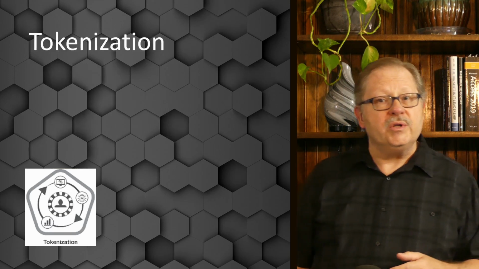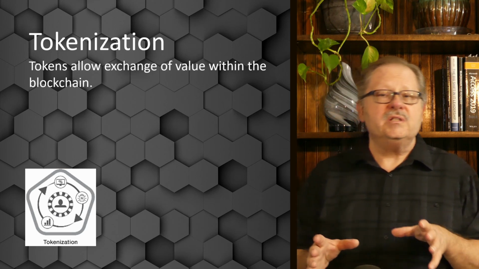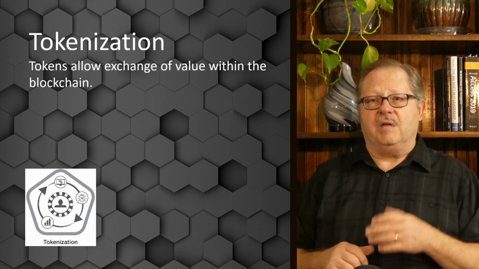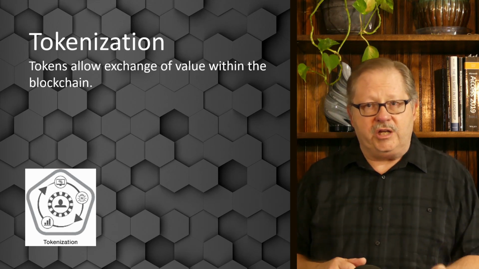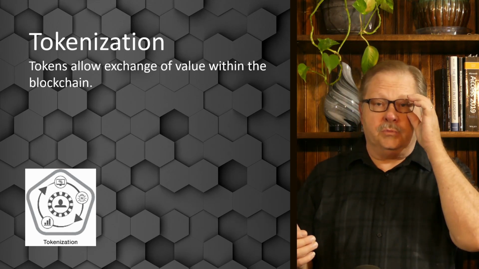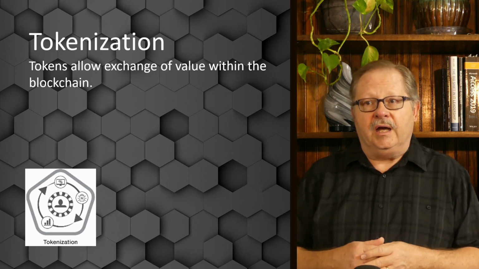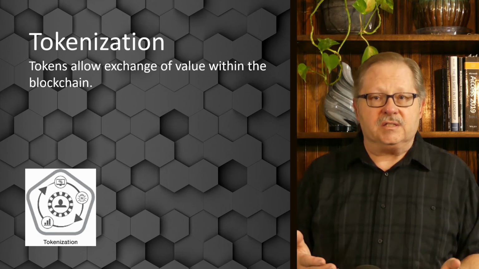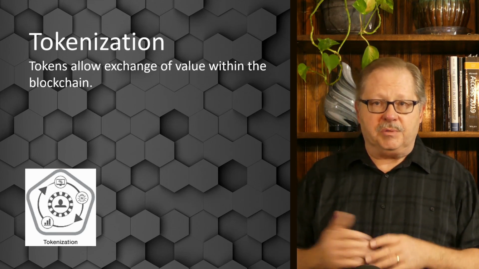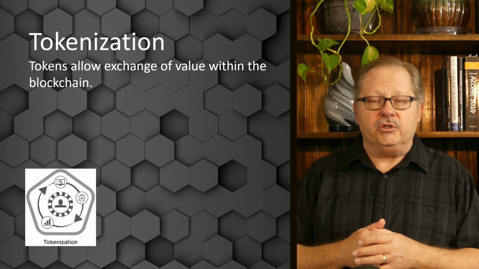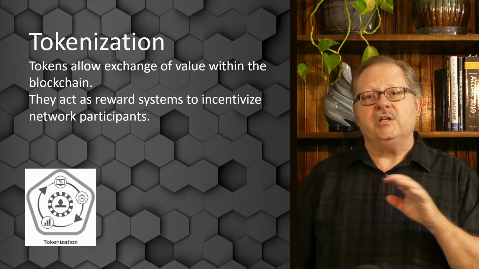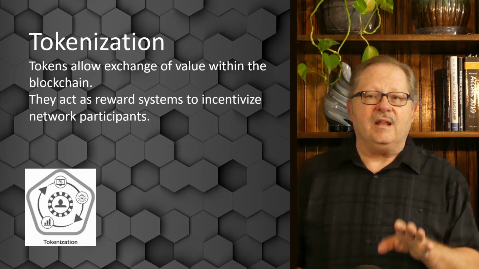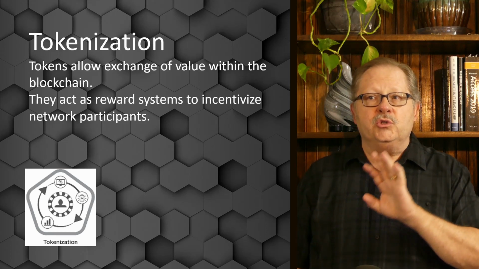The next thing is tokenization. Now, tokens allow exchange of value, and I'm sure you're familiar with Bitcoin. And Bitcoin, you exchange value with Bitcoin. It's probably the closest we have to actually having a currency that can be exchanged between persons for goods or services. The extension here in blockchains that are meant for businesses, they can act as a reward system to incentivize the network participants.